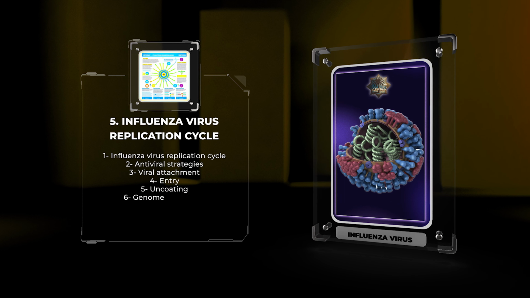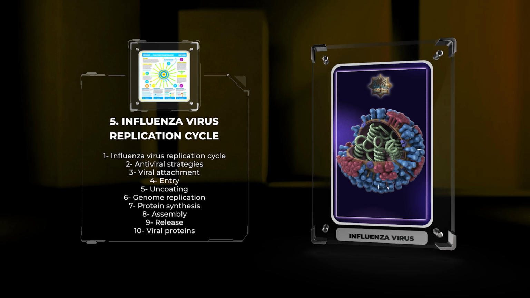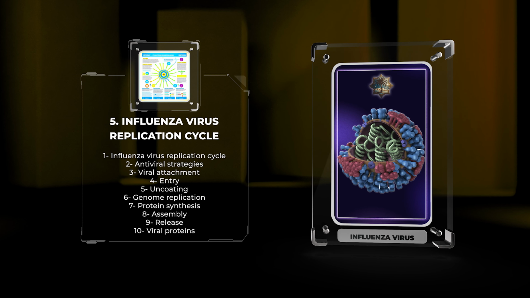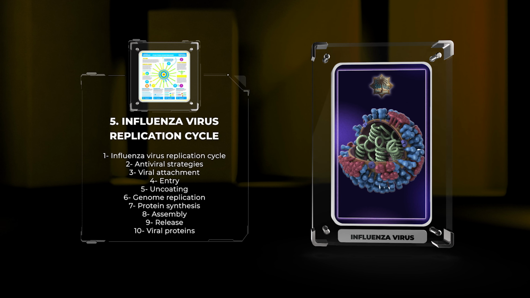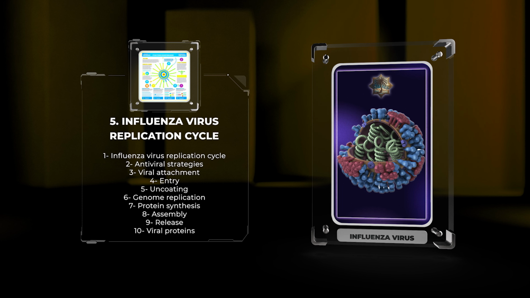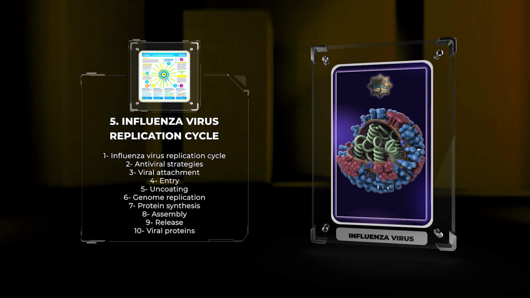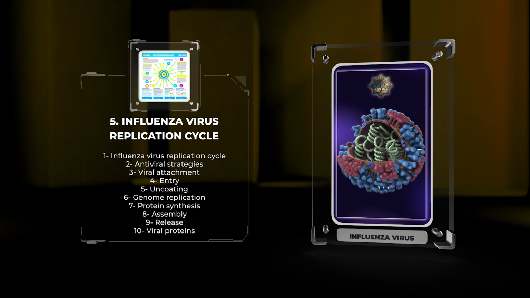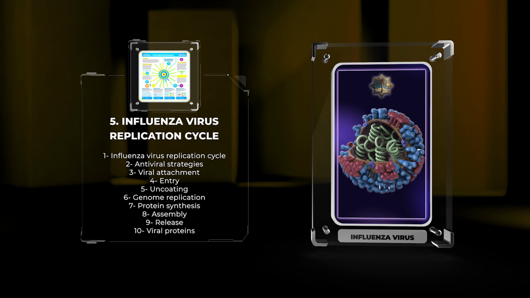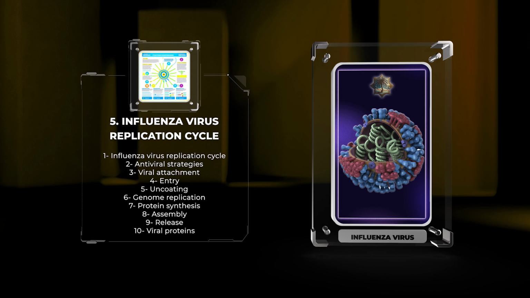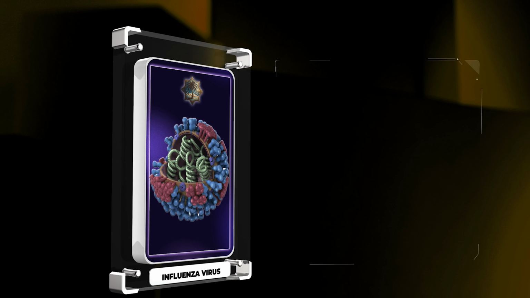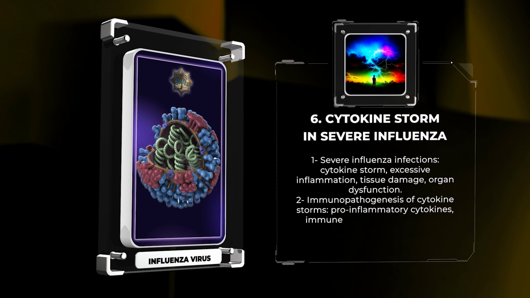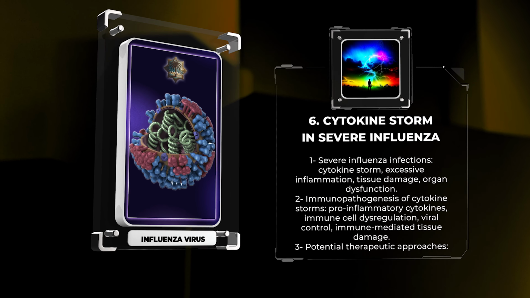Understanding the intricate details of the influenza virus replication cycle is essential for developing effective antiviral strategies. This topic provides a molecular perspective on the various stages of the replication cycle, including viral attachment, entry, uncoating, genome replication, protein synthesis, assembly, and release. We will emphasize key viral proteins and host factors involved in each step, shedding light on potential targets for antiviral drug development.